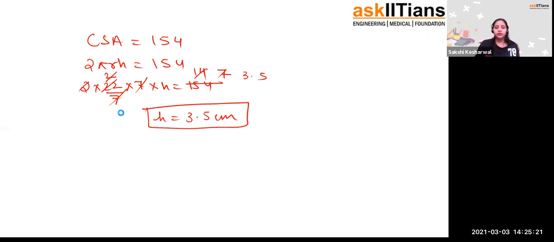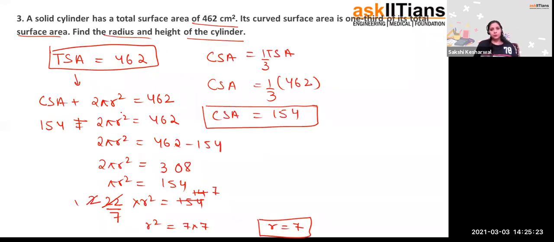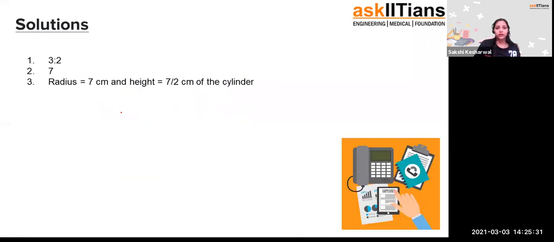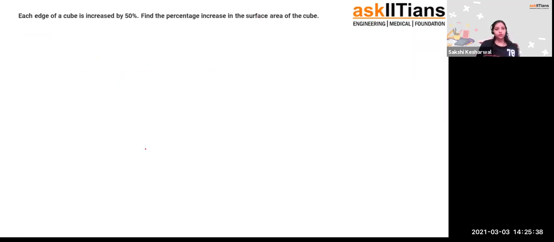Right? So please write it down, all these things. Done writing? So hopefully, yeah, we have the answers over here. This is the radius and this is the height. So now let's do, we have one more question over here.